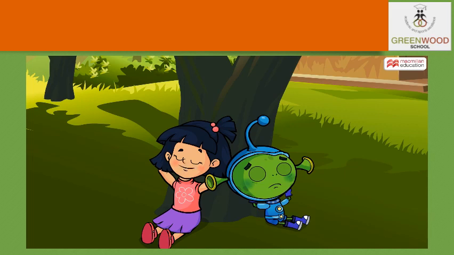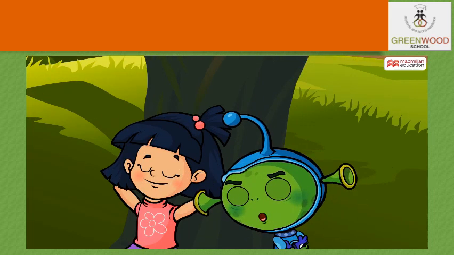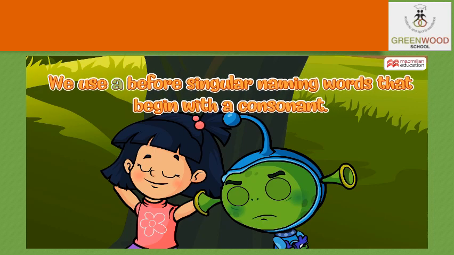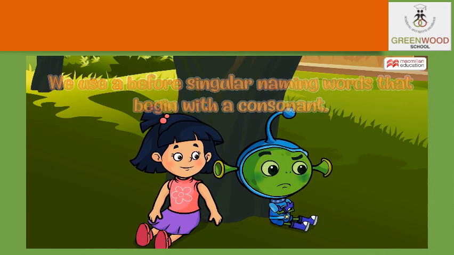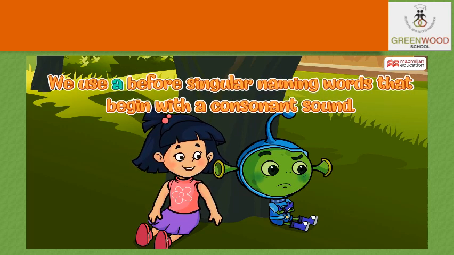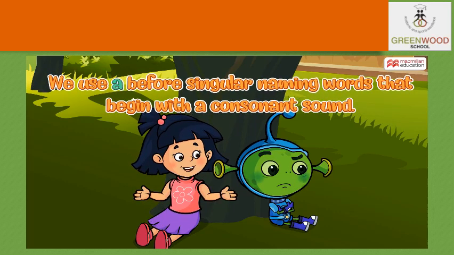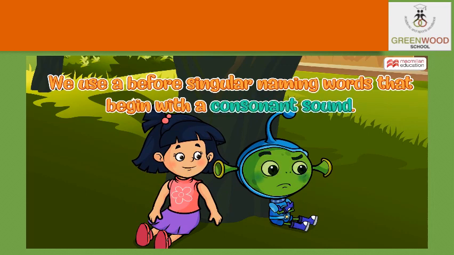And by the way, we say an hour, not a hour. No, it's a hour. Hour begins with a consonant, and we use a before singular naming words that begin with a consonant. You are almost right, Marty. We use a before singular naming words that begin with a consonant sound.